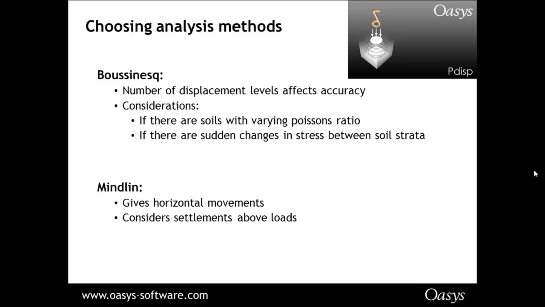In terms of considerations, if you've got varying Poisson's ratio, this impacts on your global Poisson's ratio, so you should be careful in how you choose it. And if there are sudden changes in stress between soil strata, be aware of this and its effect on accuracies, and put displacement levels in accordingly. But you would have to read about this in a little bit more detail.